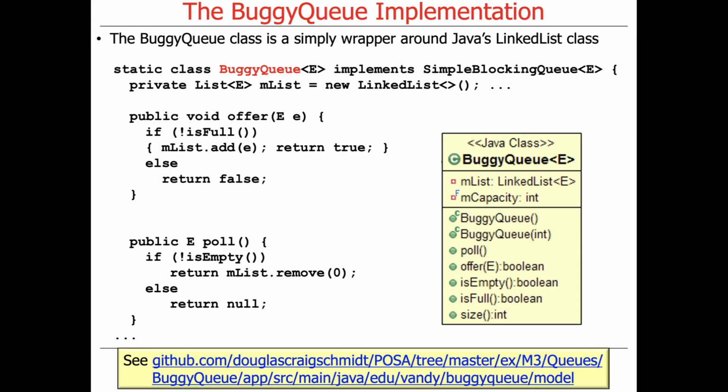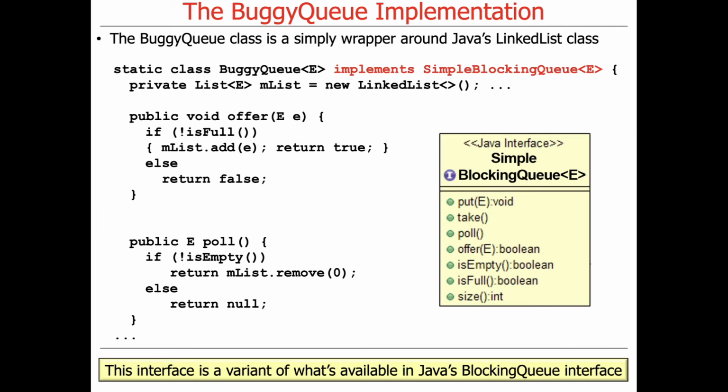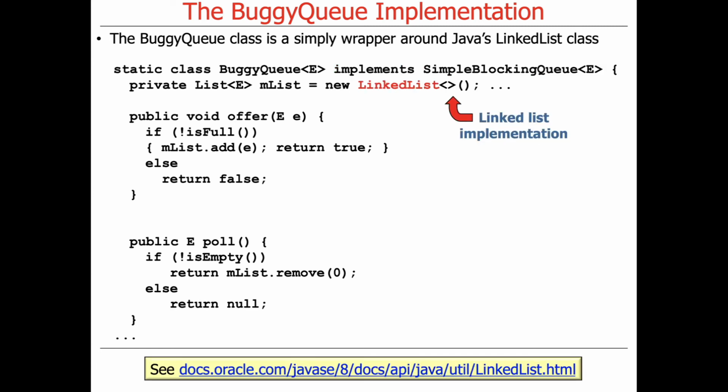So let's go ahead and take a look at the implementation. This is the implementation of buggy queue. You could always come and take a look at this and see what it does. Basically, it's just a simple wrapper around Java's linked list class. Buggy queue implements simple blocking queue, which is just an interface that has put, take, poll, offer, is empty, is full, and size. Abstract methods, because that's what you get with interfaces unless you make them default. This is basically a variant of what's available in Java's blocking queue interface. The implementation is just going to be a simple linked list.